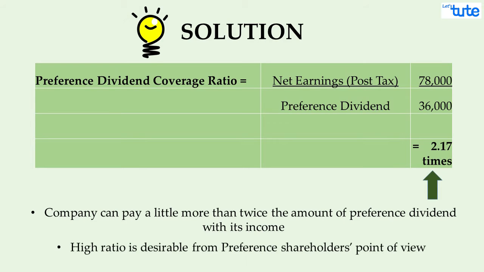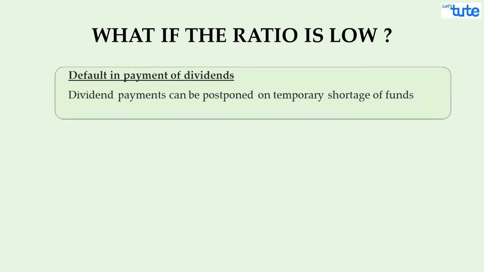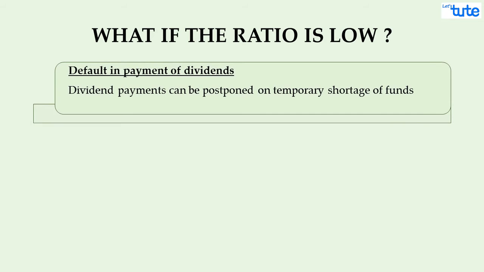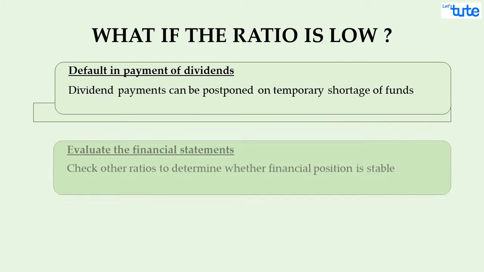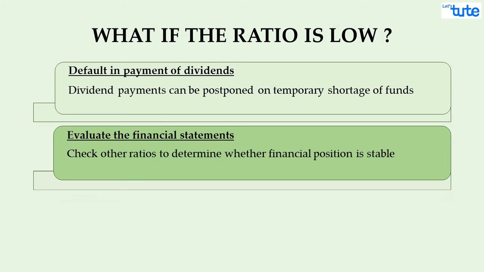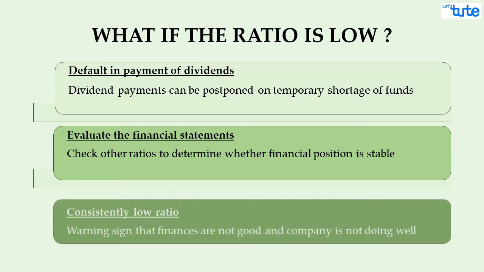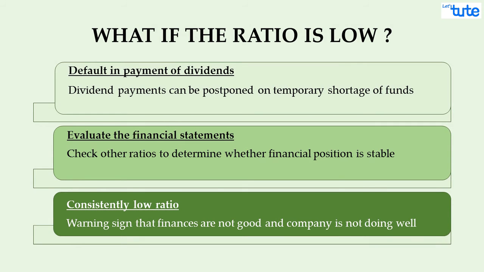A higher ratio is desirable from the preference shareholders' point of view. A low preference dividend coverage ratio would show that the company may default on its preference dividend payment. This would require further assessment of the financial statements of the company with the help of other ratios to judge its financial position, because it would be very unwise to just rely on this one ratio, as the company may decide to defer the preference dividend payments to the next period in case of temporary fluctuation of funds. However, a consistently low ratio for a substantial period of time would show signs of a red flag.